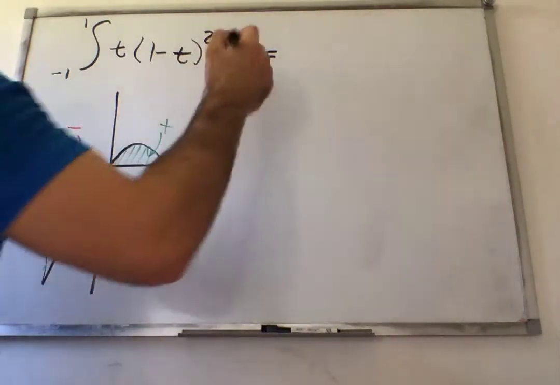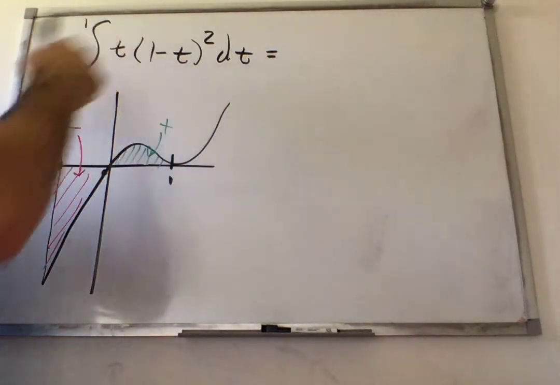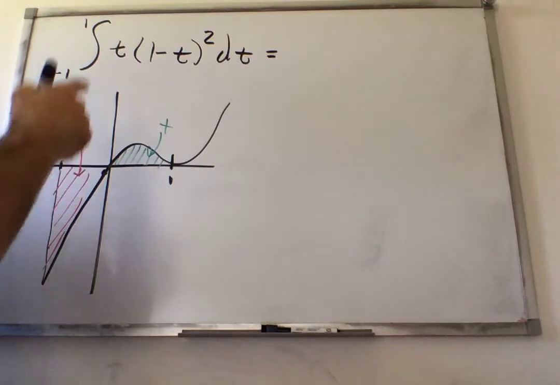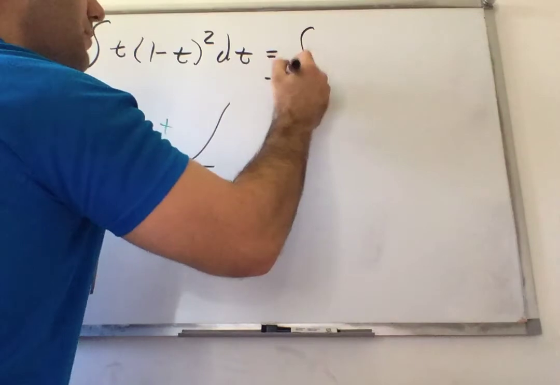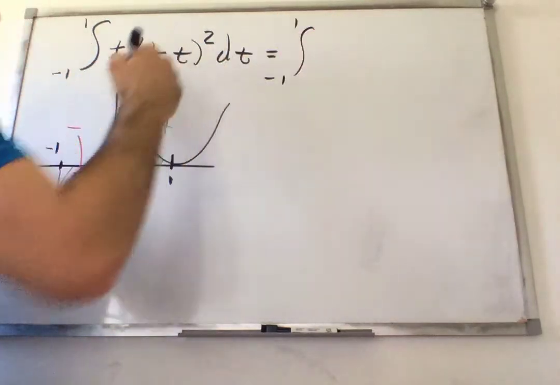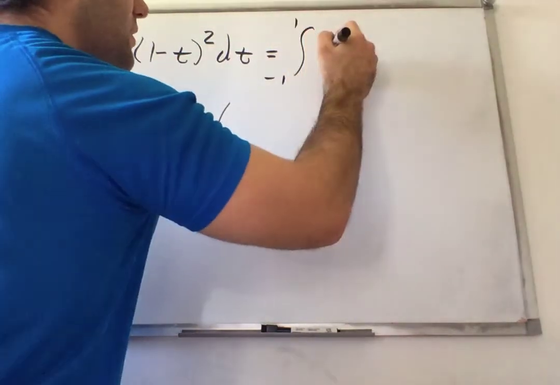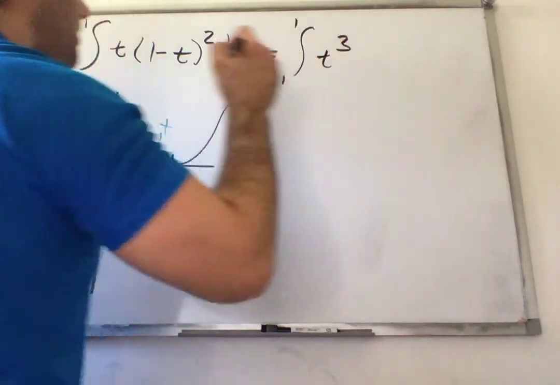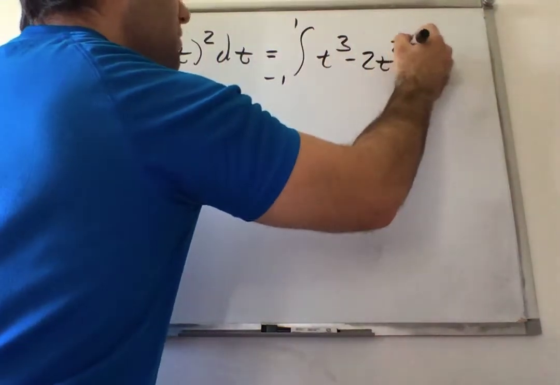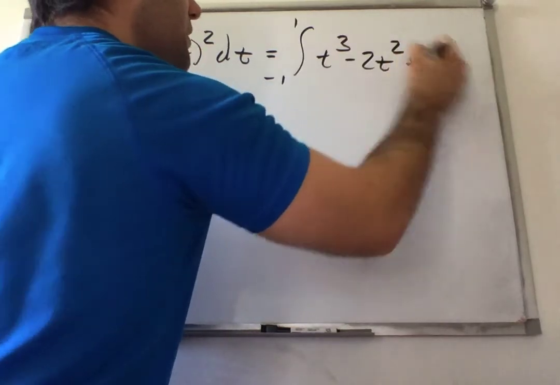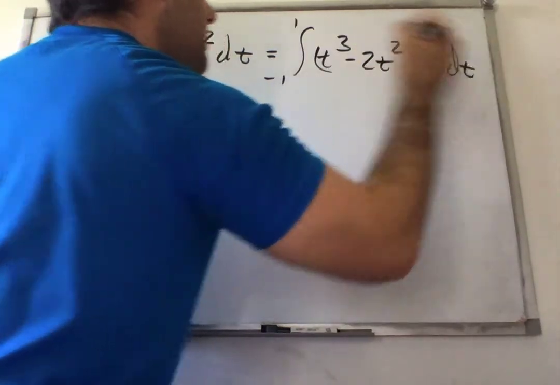So we're going to have to multiply this out. We can't integrate it as it is right now. So integral from -1 to 1. If you multiply this out, let's see, you get t cubed minus 2t squared plus t dt.